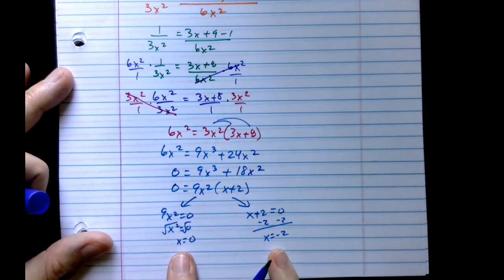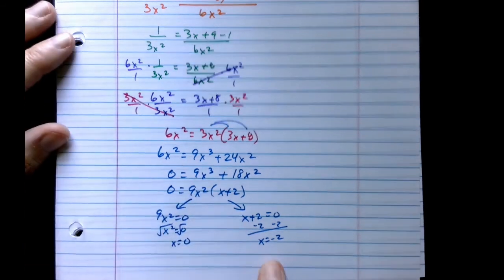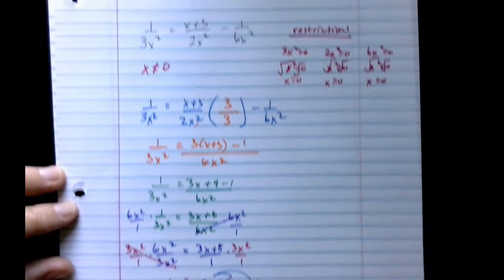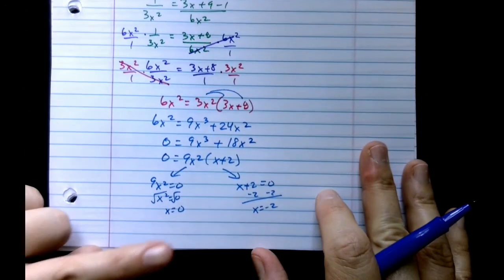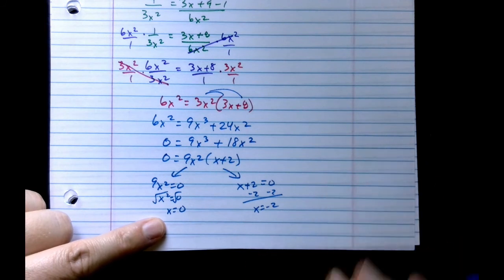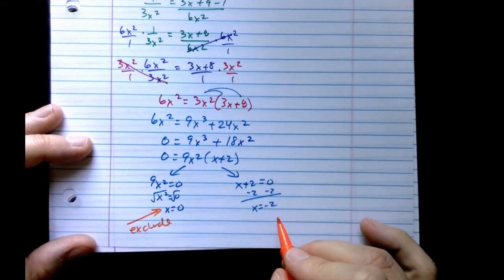So we have two possible candidates as our answers. We have x equals 0 and x equals -2. Now, let's check what our restrictions were. Our restrictions said x cannot be 0. Uh-oh, wait, that means this x equals 0 cannot be a solution. That means x equals -2 is our only answer.